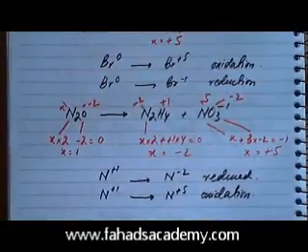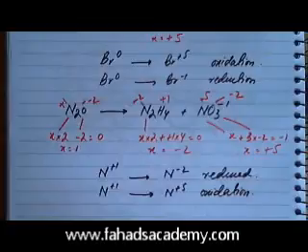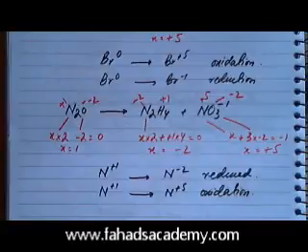So these are two examples of disproportionation reactions. Now from now on, in the next lectures, we're going to study how to balance redox reactions and what problems we encounter when we are trying to balance redox equations.